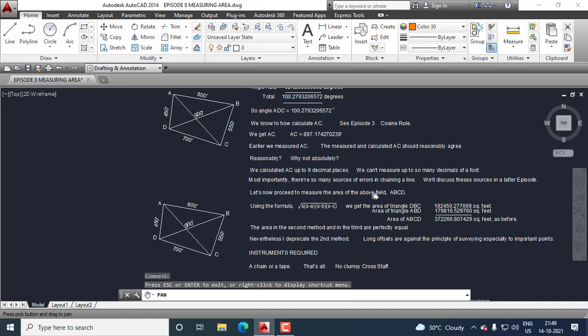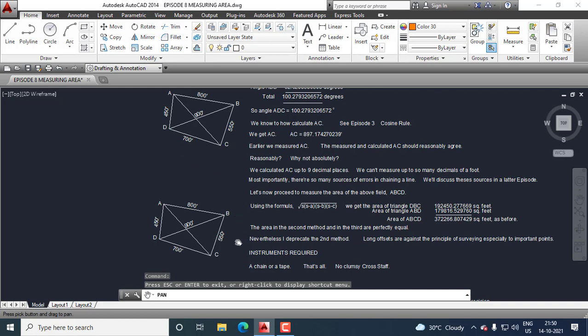Now we can calculate the area by using Heron's formula. Here I have used Heron's formula and calculated the area. This area calculated by Heron's formula and the area in the previous method calculated by offsets method, both these areas are exactly equal. So though the areas are exactly equal, we don't use offset method because there is no practical use of it. Anyhow, we are calculating using Heron's formula. There is no necessity of calculating offsets.